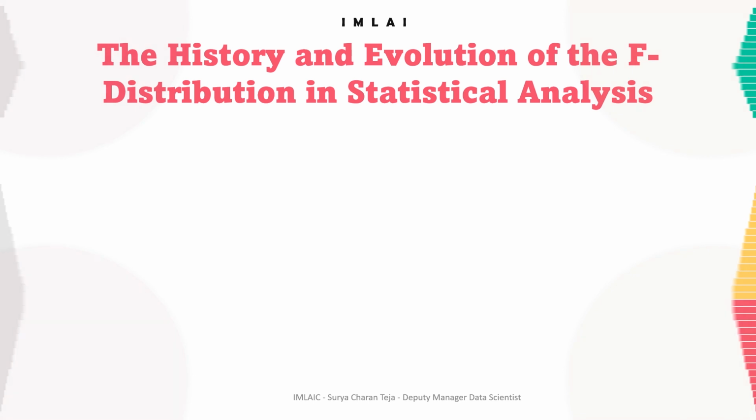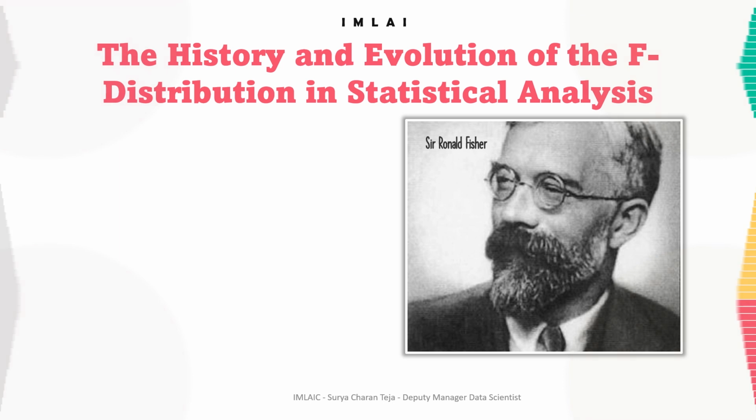So first we will look into the history and evolution of the F distribution in statistical analysis. The F distribution was first introduced by Sir Ronald Fisher in 1924 as a tool for statistical inference in analysis of variance, ANOVA. The ANOVA technique was developed by Fisher to test the hypothesis that several population means are equal based on a set of sample means.